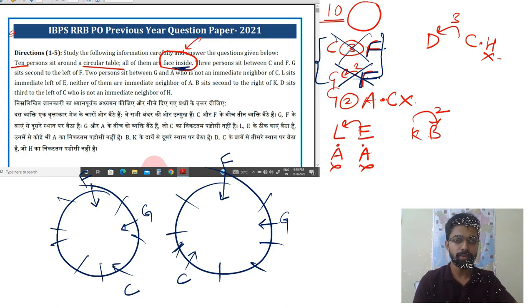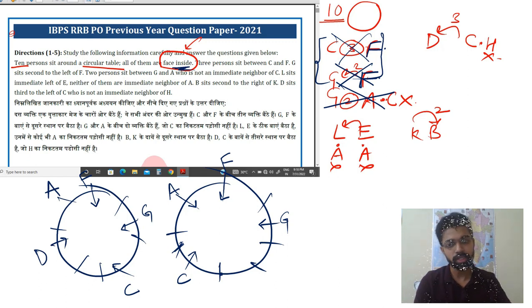After this, there are 2 persons between G and A, and A can't sit with C. Means A can't be here because C is a close neighbor. So A must be here, facing inside. And in this diagram A can't be here, means A is here. Okay, correct. Cut it. Now we have to see D is third to the left of C, means 1, 2, 3, D is here, facing inside. 1, 2, 3, D can't sit here because A is already sitting, means this diagram is wrong. So we have to move on with this diagram.